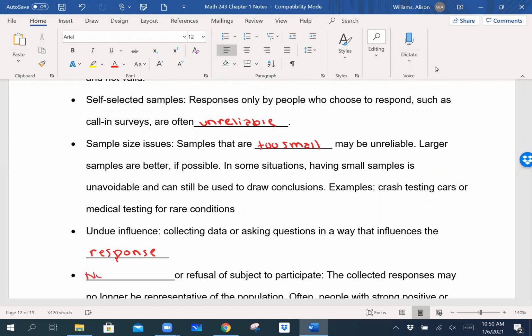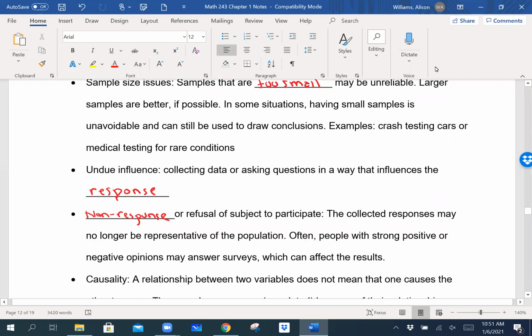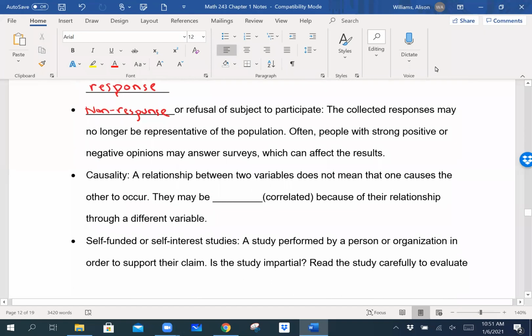Non-response, or refusal of a subject to participate. That's another problem, because if not enough people want to participate, you might be getting only strong responses, and that's not going to be representative of the population. Causality: a relationship between two variables does not mean that one causes the other. They may be related, or correlated, because of their relationship through a different variable. So it's possible that you get a relationship that looks like it's there, but it's not really there.